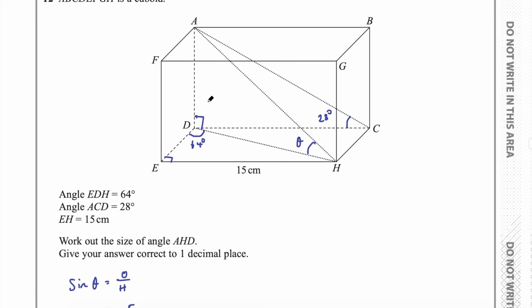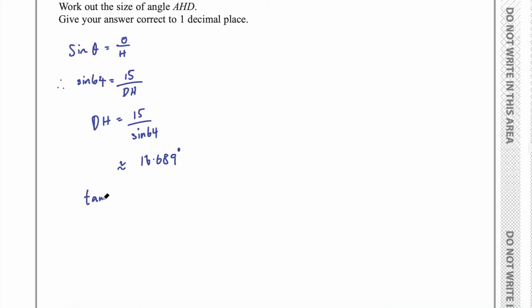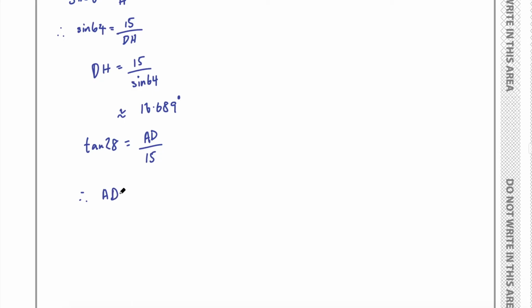Okay, now we're looking for AD. We know this side is 15 centimeters as well because it's a cuboid. So the base length should be the same, and we need to use the tan ratio here because we're looking for the opposite side to the angle, and we have the adjacent side. So the tan of 28 is going to equal the opposite side divided by the adjacent side. So therefore AD will equal the tan of 28 multiplied by 15.